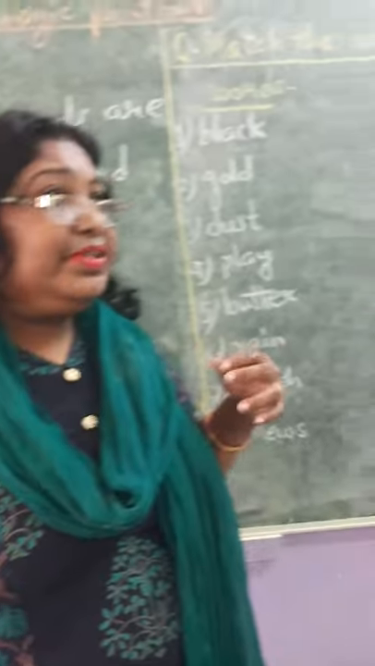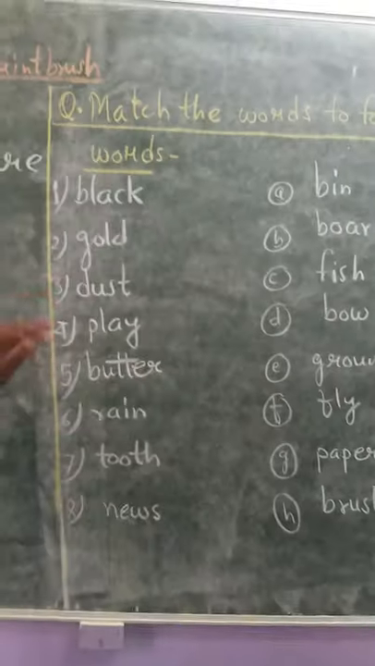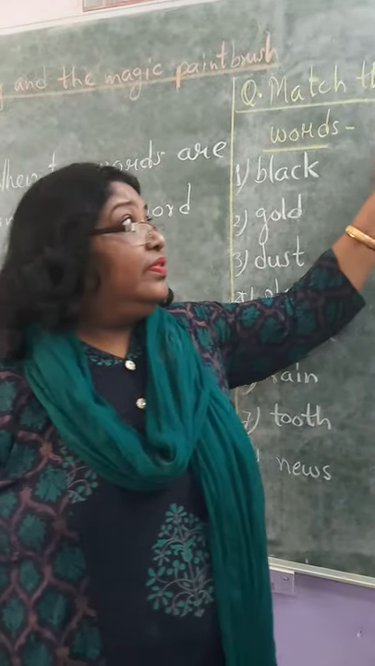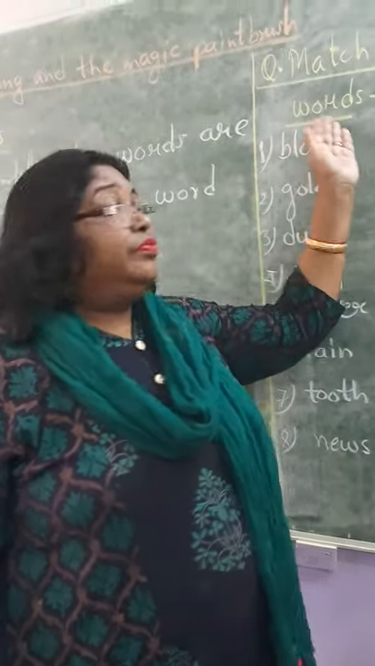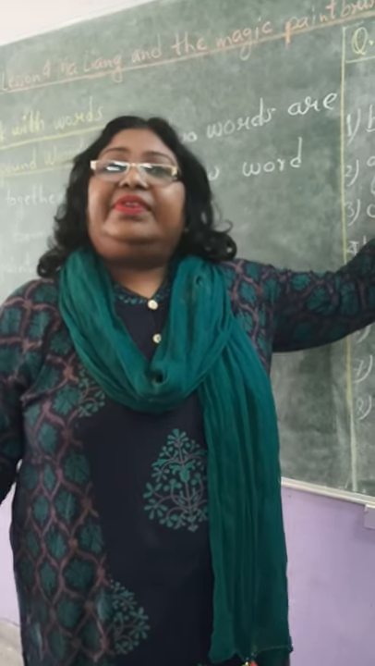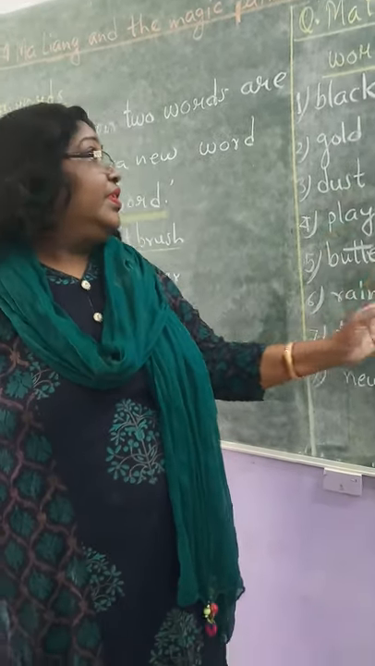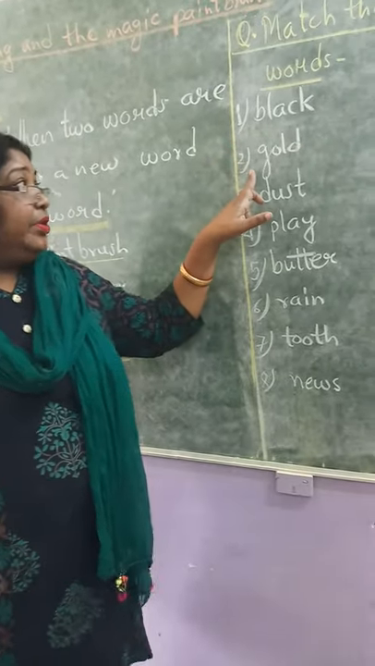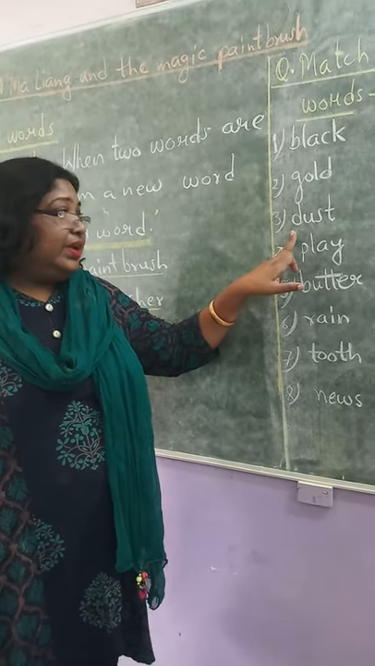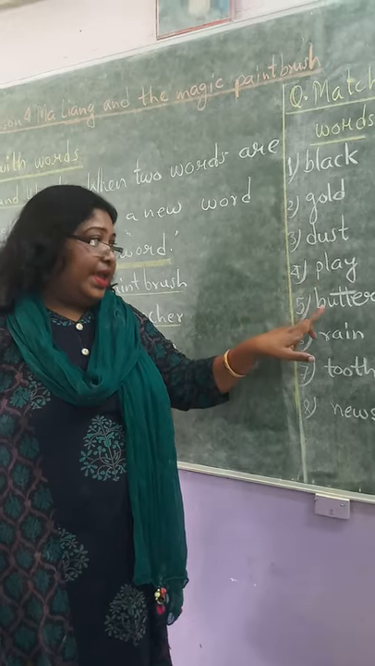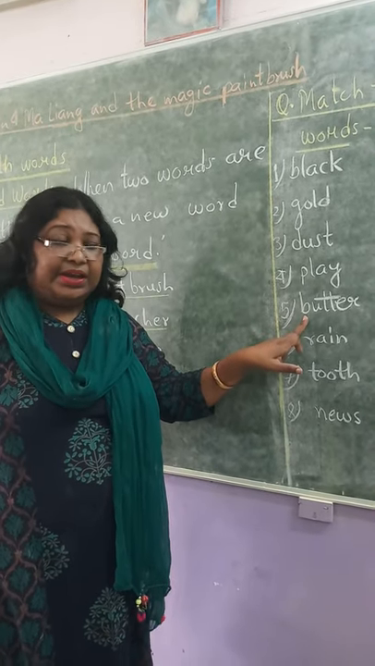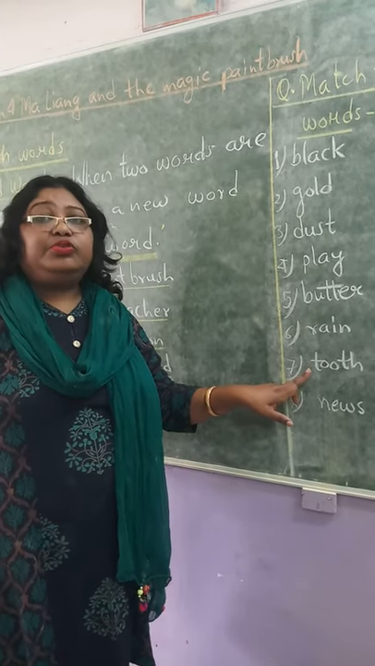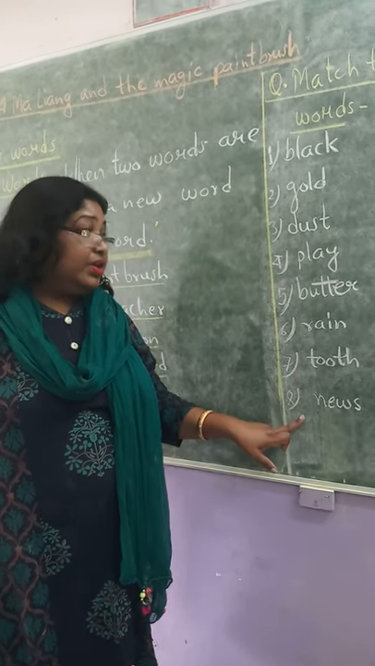For solving these compound words, we have to read the question. The question is, match the words to form compound words. Here we have a set of words. First of all, I am reading number 1, black, number 2, gold, number 3, dust, number 4, plate, number 5, butter, number 6, rain, number 7, tooth, number 8, news.